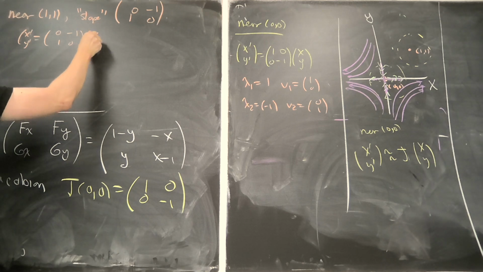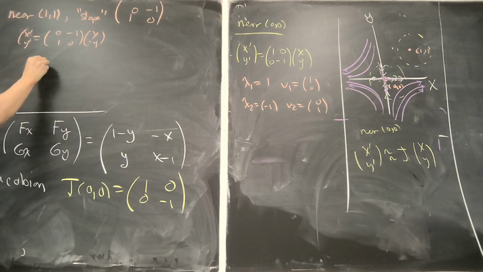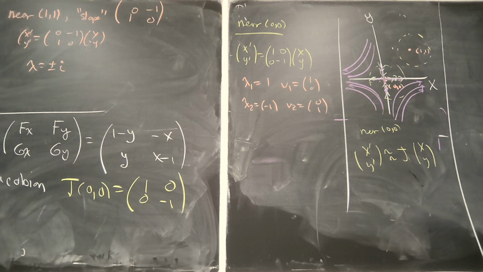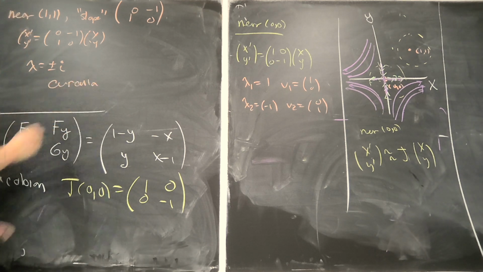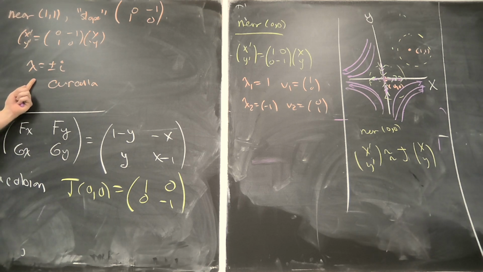There's an xy right here. And this has eigenvalues plus or minus i. So what does that mean? What are we doing around the point 1, 1? We're rotating. This says I've got circular behavior. There's no expansion or contraction. There's no spiraling happening because there's no real part, right? Near that point, these things want to move like circles, combinations of sines and cosines.